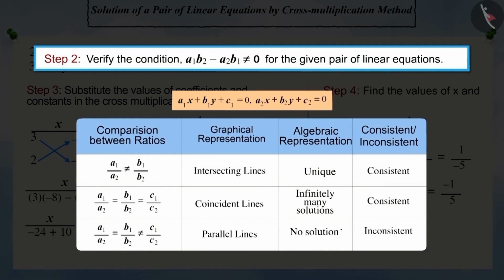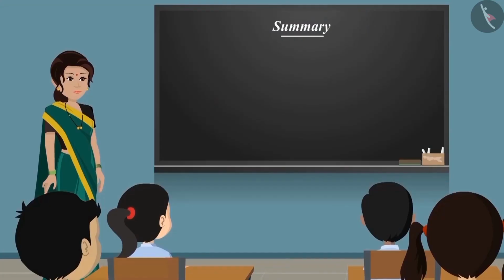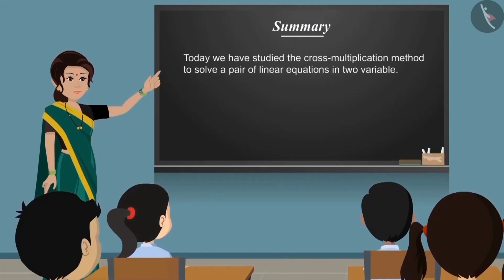Pay attention, if in step 2, the condition of a1b2 minus a2b1 is not equal to 0 is not satisfied, then the linear equation will have either infinite solutions or no solution at all. You can test it using this. In today's video, we learned how to solve a pair of linear equations in two variables using the cross multiplication method. In the next video, we shall look at some examples based on this.